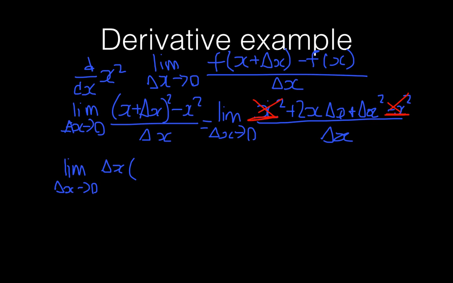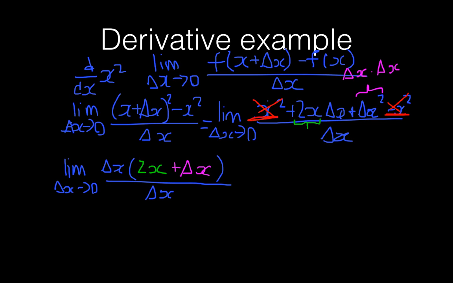You can see that here we have a 2x times delta x. That delta x is being factored out. And here we have delta x squared, which we can rewrite as delta x times delta x. One of these delta x's is being factored out, and the other one will be left. So we'll have this. And in the bottom, we still have delta x. Now, these two are just going to cancel out.